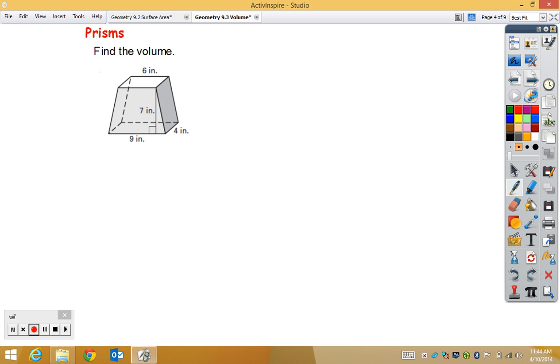Alright, so here's our second prism. This is the case where a lot of students will think the base is this rectangle on the bottom because that's what it's actually set on, which is completely wrong. Your bases are actually the trapezoids on the side because they are unique. So I need to find the area of my trapezoid.